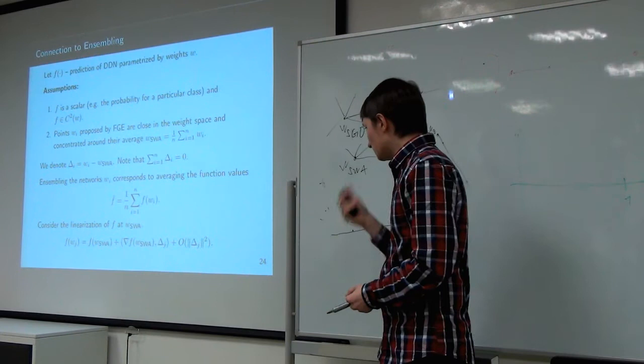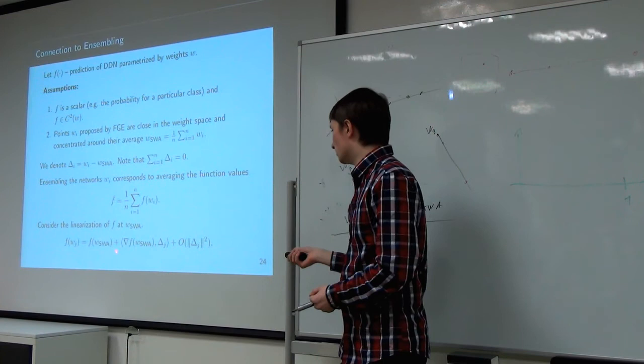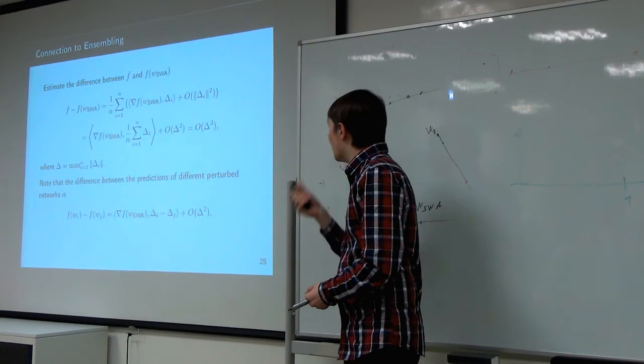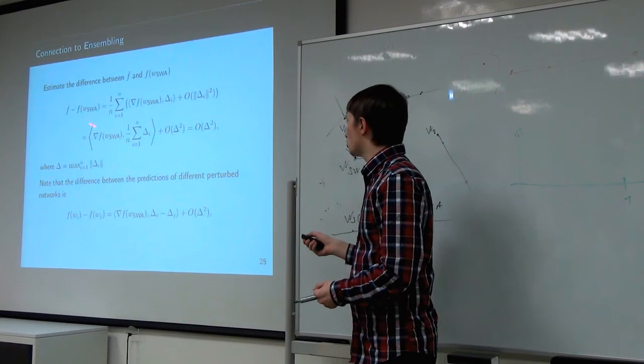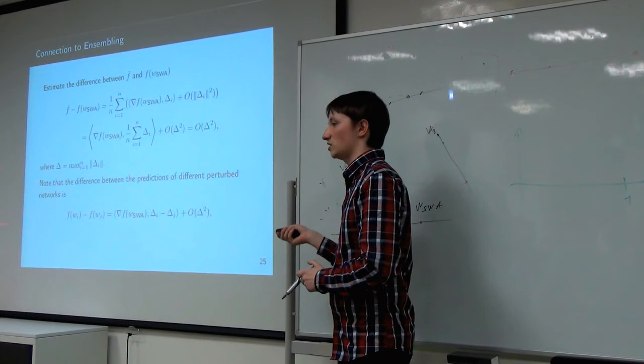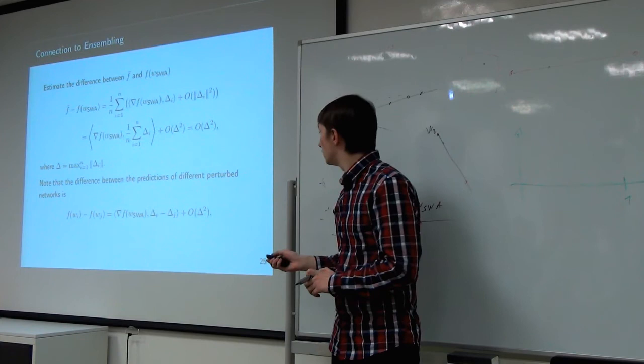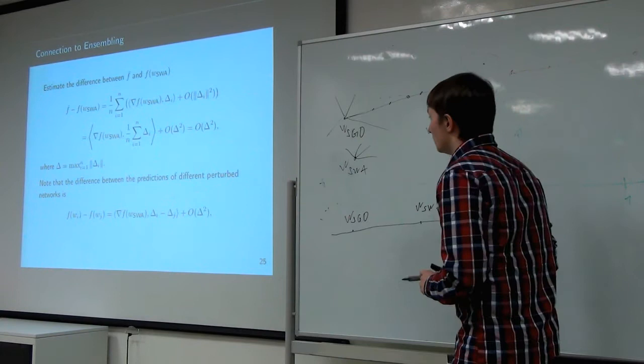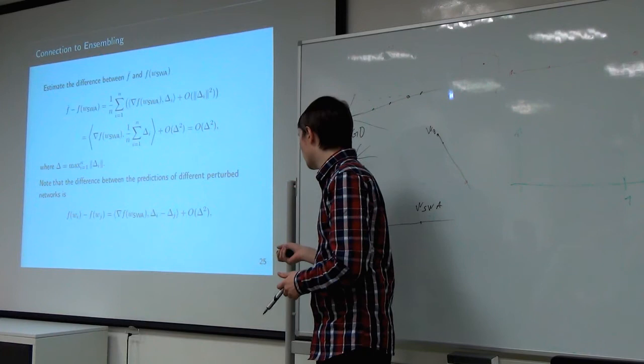Let's consider the Taylor expansion of our function in the mass center. If we consider the difference between the predictions of the ensemble and the predictions of the average point, we can see that it has second order of smallness with respect to delta, where delta is the maximum over norms of Δ_i. And Δ_i is the distance between the average point and w_i. At the same time, the difference between w_i and w_SWA has first order of smallness with respect to delta.